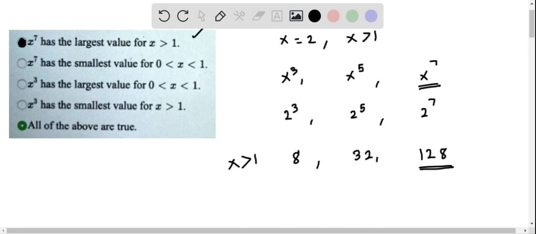Also, now we look at this last statement, that is x cube has the smallest value for x greater than 1. Yes, definitely out of these three expressions, we find that 8 is the smallest value, which corresponds to x power 3. So we say that this statement is also true. Maybe I write down that this is true, and this is also true.